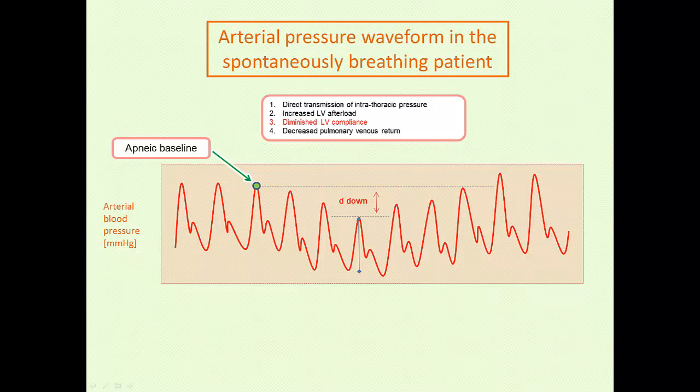This latter number 4, decreased pulmonary venous return, tends to be less of an effect because, as we mentioned, as you inspire and you increase your transpulmonary pressure, you tend to squeeze blood out of the lungs into the pulmonary veins and towards the left ventricle. But in theory, this could be part of the physiology or augment the physiology in somebody who's profoundly hypovolemic.